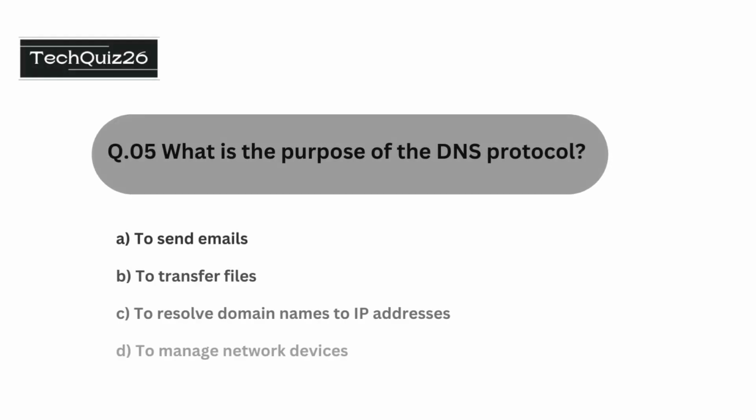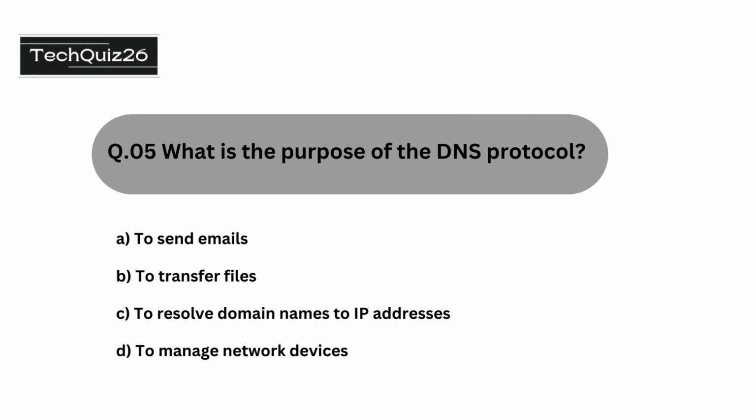Question number 5 is what is the purpose of the DNS protocol? The options are to send emails, to transfer files, to resolve domain names to IP addresses, to manage network devices. The correct option is to resolve domain names to IP addresses.